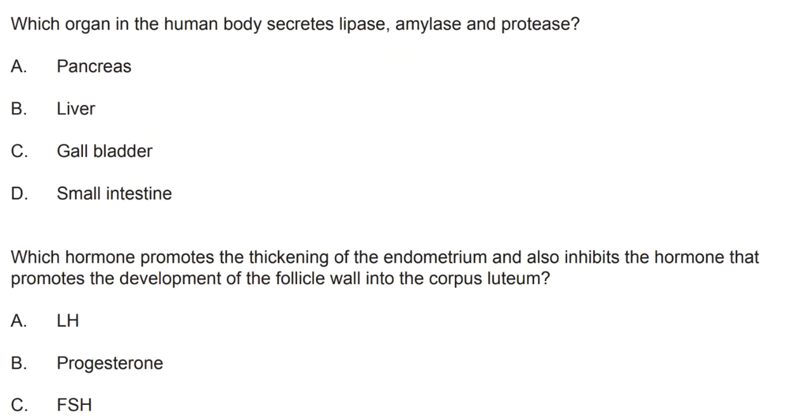Which organ in the human body secretes lipase, amylase, protease? That's just factual recall. It's clearly the pancreas.